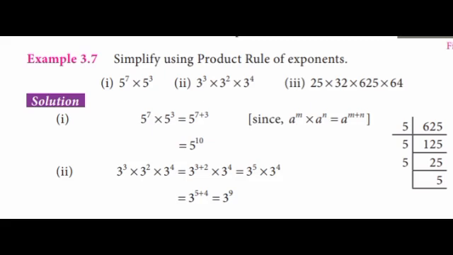Second question. 3 power 3 into 3 power 2 into 3 power 4. In this sum also the base is equal, so add the powers. 3 plus 2 plus 4. 3 plus 2 is 5. 5 plus 4 is 9. So the answer is 3 power 9. Okay.